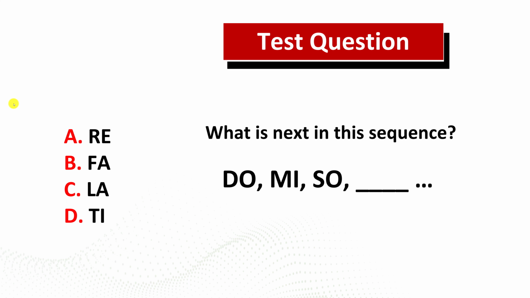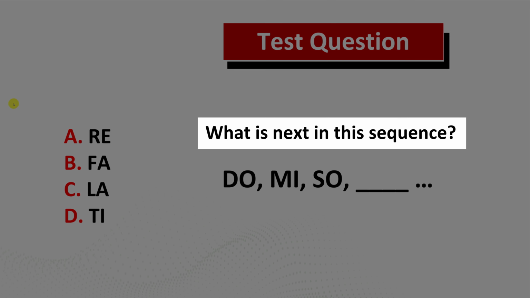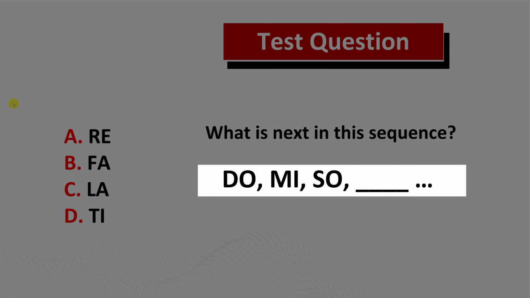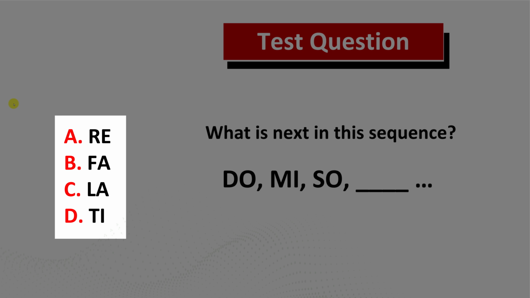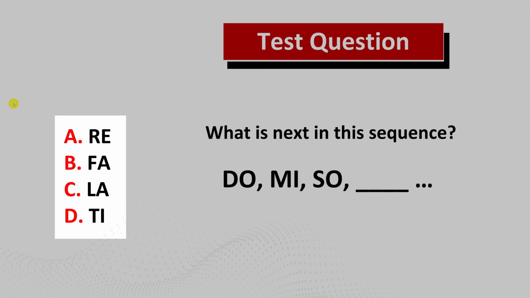And now here's the question for you to try. What is the next item in the sequence? And you have a series of items. Do, mi, so, and then the next item that you need to determine. And you have 4 choices. Re, fa, la, ti. Do you think you know the answer?